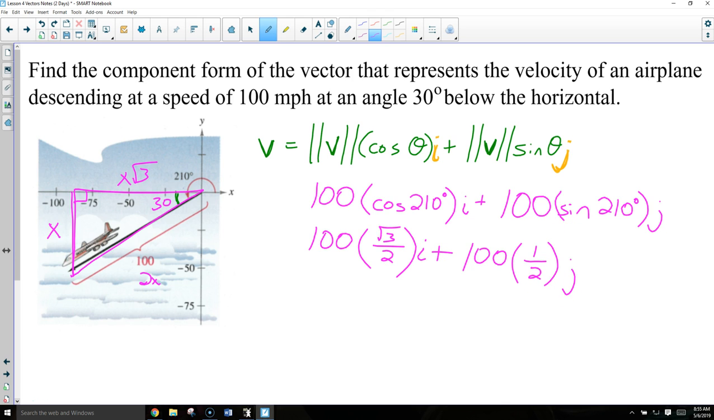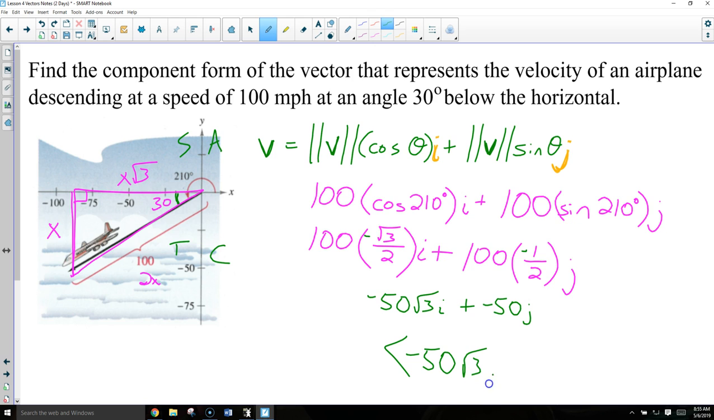The last thing that we can't forget, of course, all students take calculus, so here in quadrant 3, both the cosine and the sine are going to be negative. Multiplying here, we would get negative 50 square root of 3 i, and here I would get negative 50 j. So our component vector is negative 50 square root of 3, negative 50.